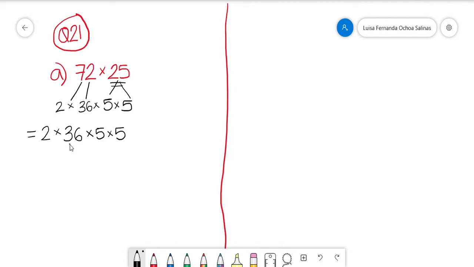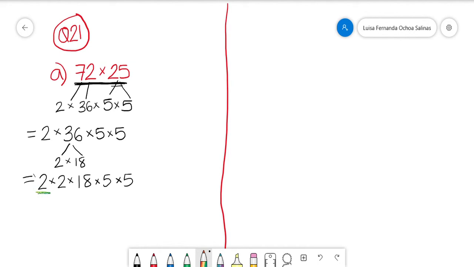I'm going to say, okay, 36 can be written as 2 times 18. So this original problem that I have here, 72 times 25, can also be written as 2 times 2 times 18 times 5 times 5. Okay, now I can see the light. I can see something that I can work with here. I'm going to use this color only for fun. So look at what happens.